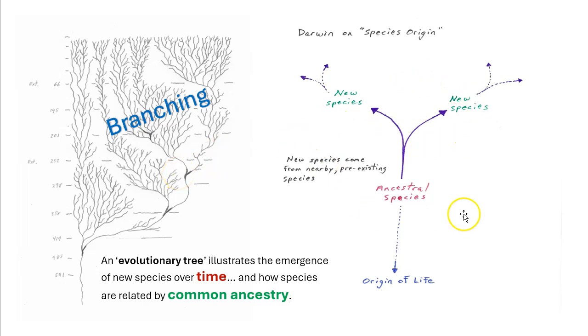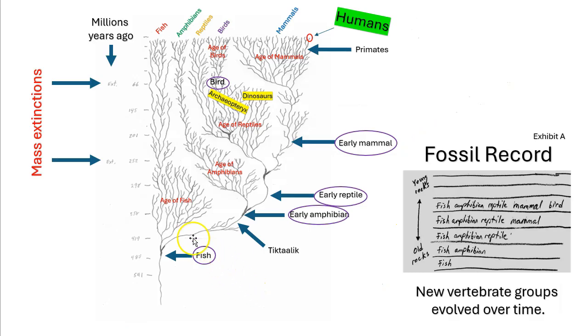And here's a simplified view of that on the right, where we have an ancestral species splitting into two new species. So where do species come from? Darwin said they come from nearby pre-existing species. Now we've mapped out some of the details of the vertebrate tree of life here. We have fish and amphibians and reptiles and mammals and birds. And now we're going to start to look at the categories of evidence that Darwin collected in his book as it relates to the vertebrate story.